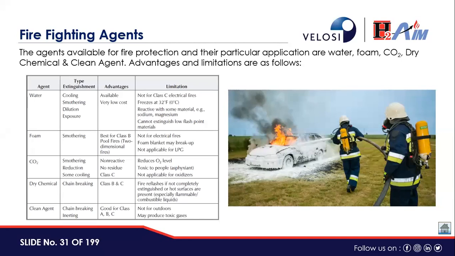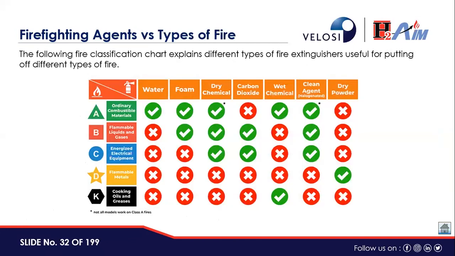Then dry chemicals are also there, which are chain breakers, or you have to just use something like sand. The fire reflashes if not completely extinguished, or if hot surfaces are present, especially with flammable combustible liquids. Dry chemical can also be used to extinguish the fire. So, as you can see, there are 5 major types of agents which are used for firefighting.